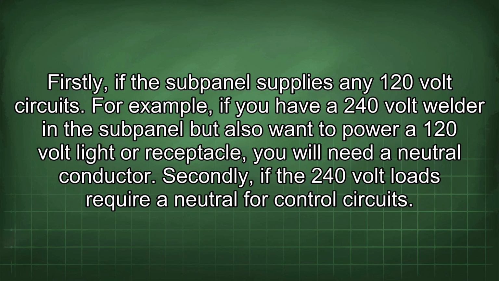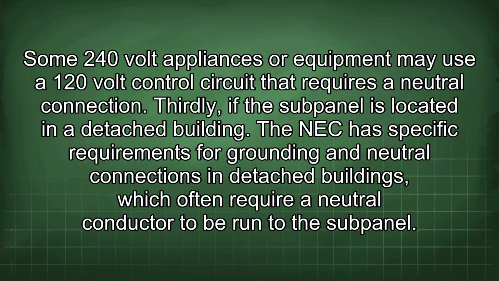Secondly, if the 240 volt loads require a neutral for control circuits. Some 240-volt appliances or equipment may use a 120-volt control circuit that requires a neutral connection. Thirdly, if the subpanel is located in a detached building, the NEC has specific requirements for grounding and neutral connections in detached buildings, which often require a neutral conductor to be run to the subpanel.